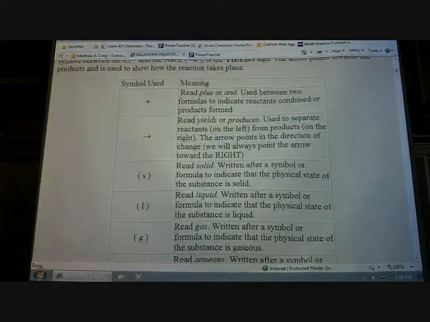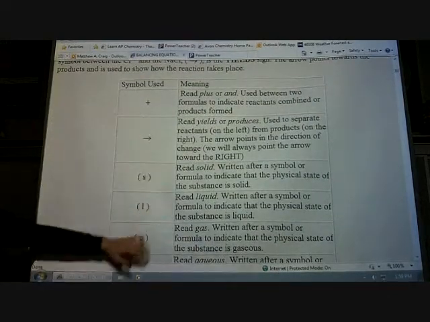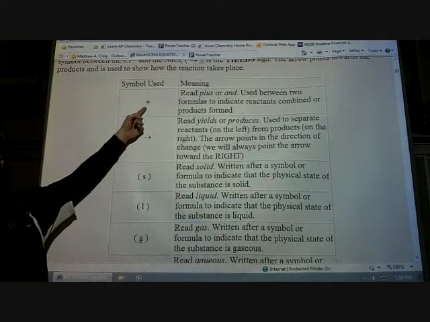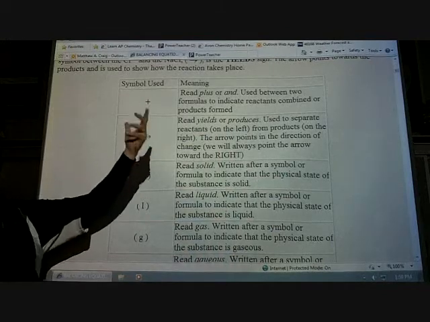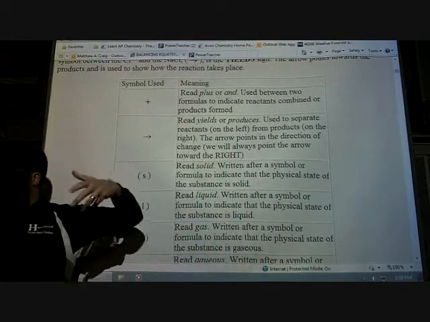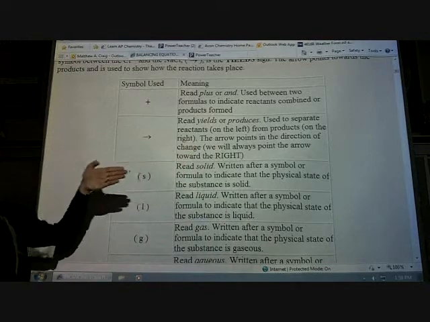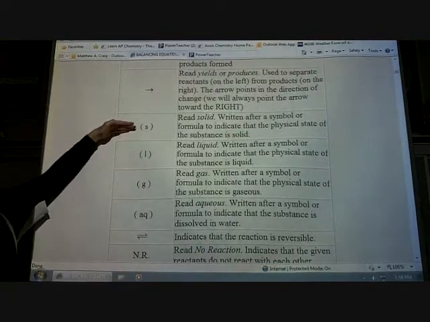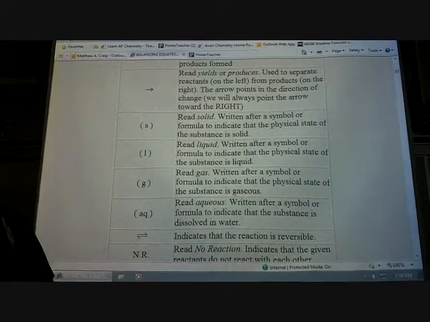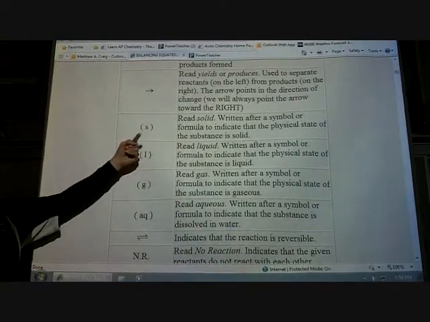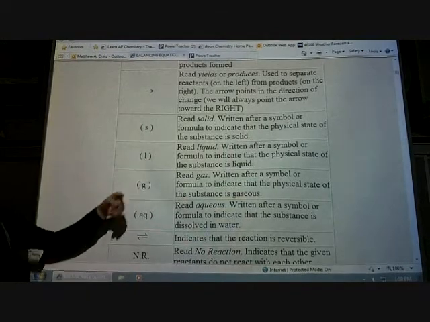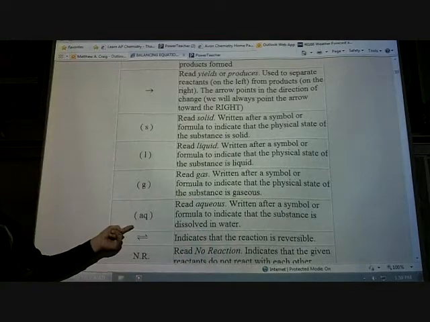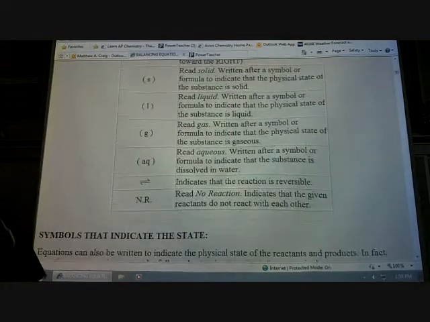All right, on the next page, you'll notice that there's a legend here. And again, it just helps to explain what some of these things are. So again, the plus just means and. The arrow means it yields or produces, and always our arrow will point to the right when we work with these. You might see these little subscripts on some of the chemical reactions, not all of them. But if you do, then this represents a solid, that represents a liquid, that represents a gas. And aqueous we'll talk about a little bit later on. I don't want you getting too worried about that.